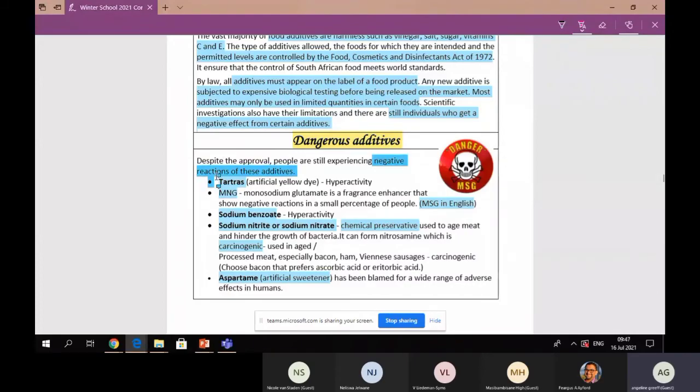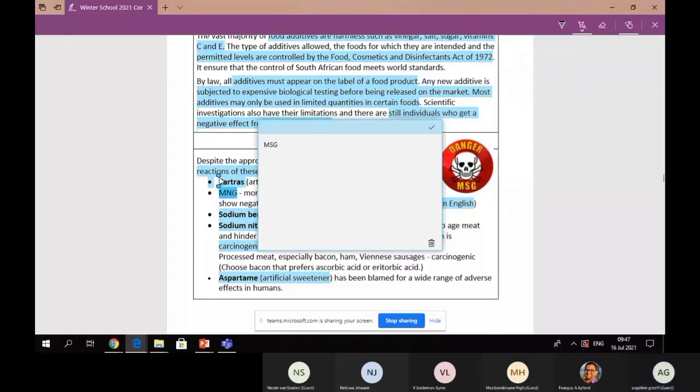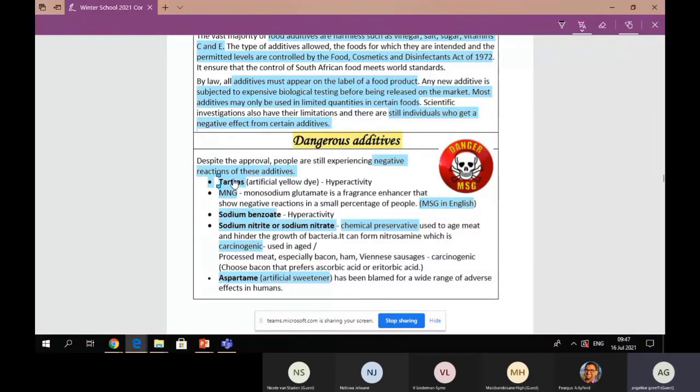Some of the dangerous ones, or the ones with negative reactions, are the following. I'm trying to open my little note here because it says starters, but it must say monosodium glutamate. I don't know why this one doesn't want to open. Tartrazine, sorry, not MSG. This one must say tartrazine, the orange artificial yellow dye, because it's been linked to hyperactivity in kids. So this is also information that you need to know if you have to state or talk about it.